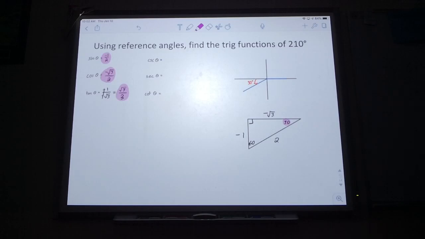So do that other side. So this whole section is devoted to those triangles, basically.